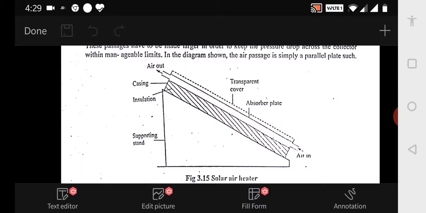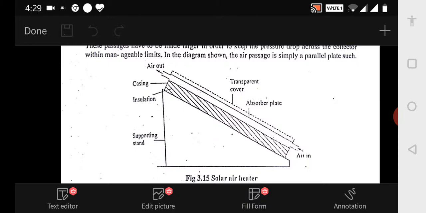This is a supporting stand you can see, and you have got a glass cover like the flat plate collector. The collector has got a glass cover, a transparent cover, that is there. And at the bottom you have got an absorber plate, painted black, so that it absorbs the maximum amount of radiation. Okay, and below that there is insulation, so that there should not be any heat loss.